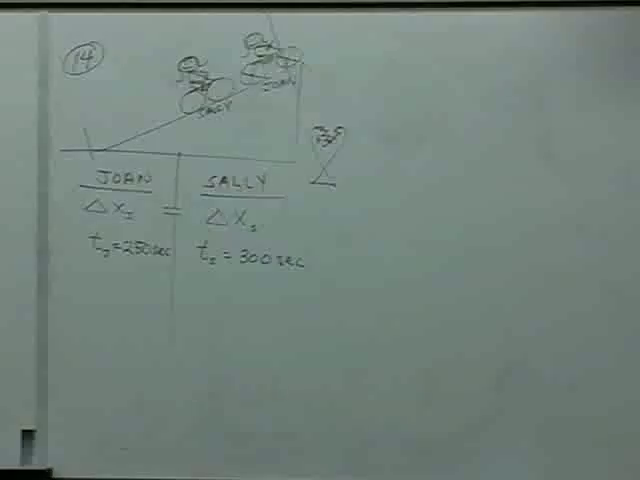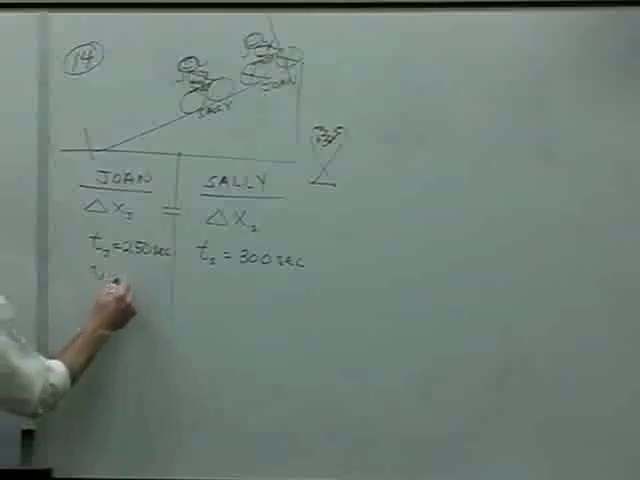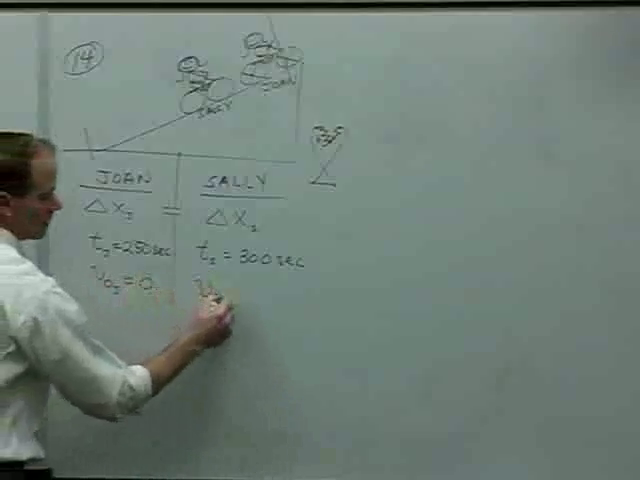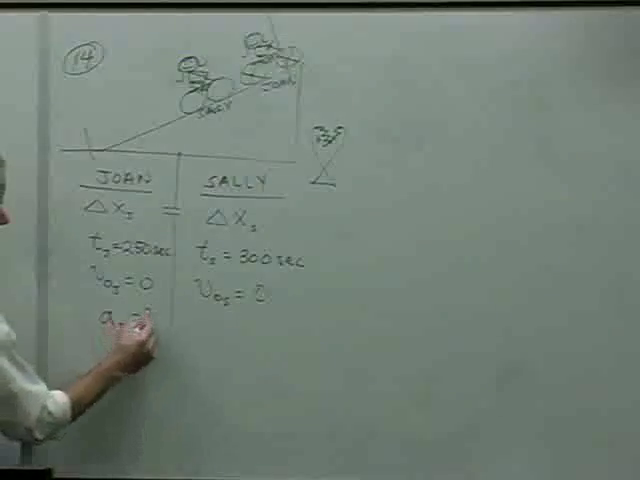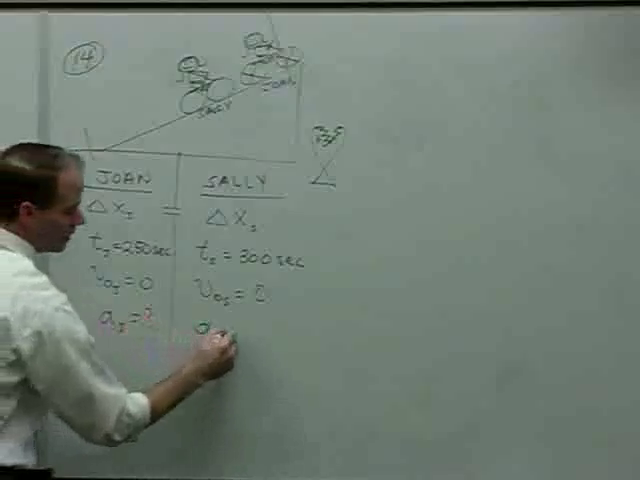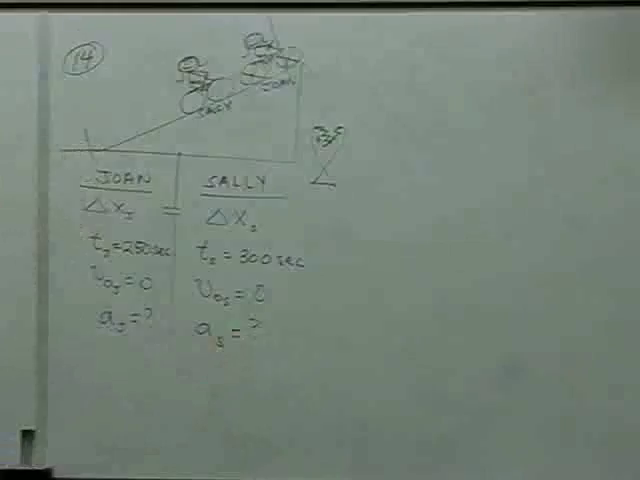We could probably say that their initial velocities were the same, because they both started from 0, right? So initial velocity here for Joan is 0. Initial velocity here for Sally is 0. We want to find the acceleration for Joan and the acceleration for Sally, at least some relationship between the two. All right, so let's try. Let's see what we get if we write down the formulas for these two motions.